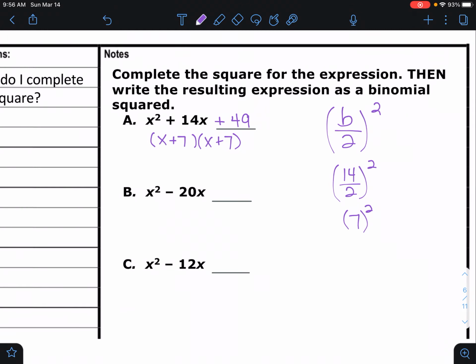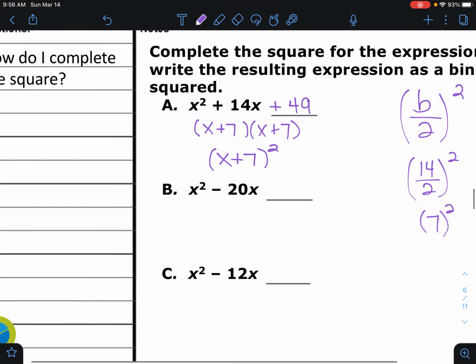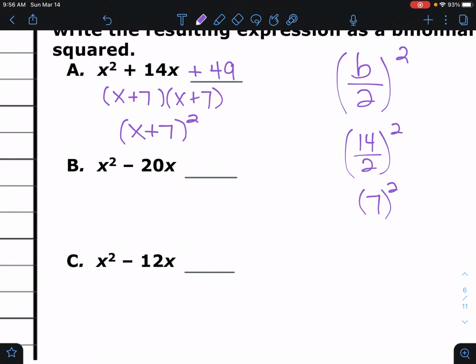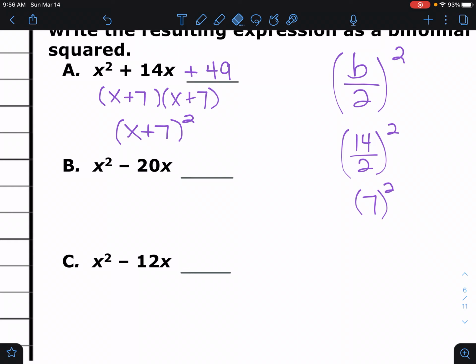It asks us to then write it as a binomial squared. So I need to write this as (x + 7) squared. Now once again, you can go right from here to here by just taking half of that b value. So that's one way you could get there a little faster. So we'll kind of show you that with this next one.